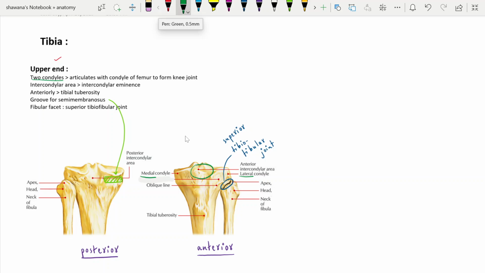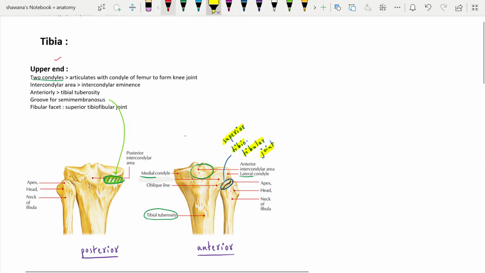Anteriorly, it also has the tibial tuberosity, as you can see here, which is the surface for the attachment of muscles. It also has a groove for the semimembranosus muscle on the posterior aspect, and it has a fibular facet to form the superior tibiofibular joint.